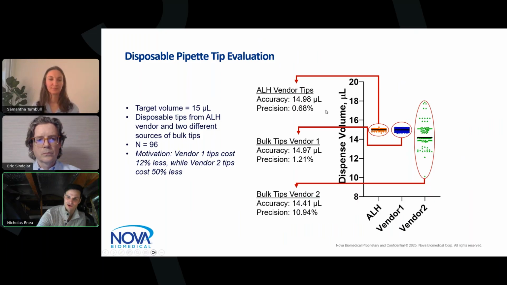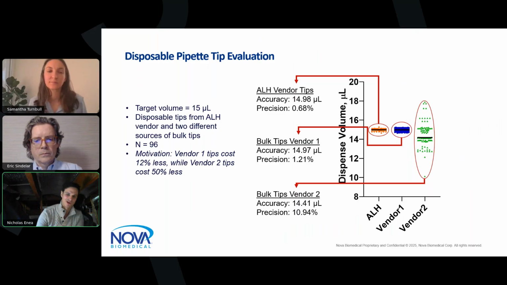We did this comparison with an ALH vendor's tips versus a couple of separate bulk vendors' tips, and saw the precision drift all over the place with the bulk tips versus the ALH vendor's tips. That's not direct optimization of the liquid classes, but it is optimization of your workflow with a liquid handler in general. Best is vendor tips. We have a bunch of data to prove it, and we have a technology for you to assess the tip types as well.